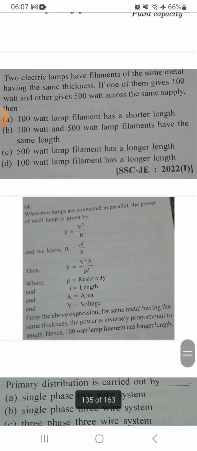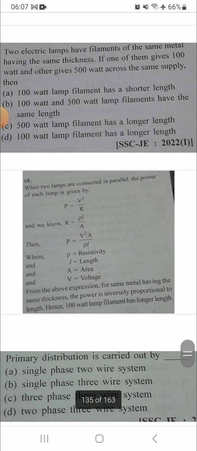Next one. Two electric lamps have filaments of the same metal having the same thickness. If one of them gives 100 watt and the other gives 500 watt across the same supply, then the 100 watt lamp filament has a longer length. Look at the calculation: P is equal to V square by R, so R equals rho into l by A. It is basic, so substituting this, the 100 watt lamp comes. A comparison also has to be made, then this will work out. Okay.